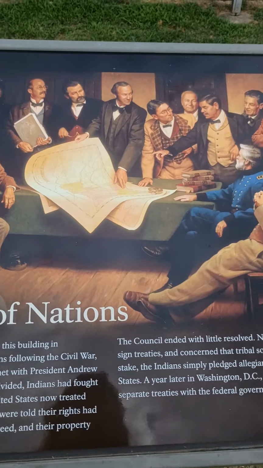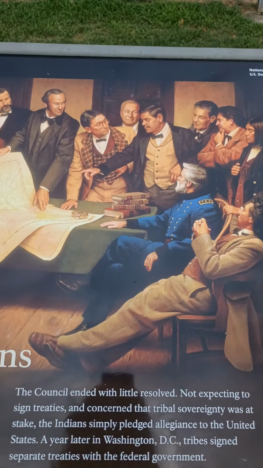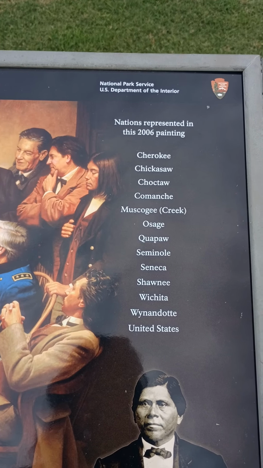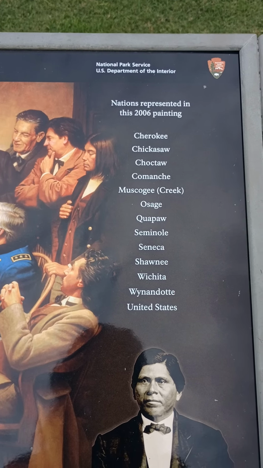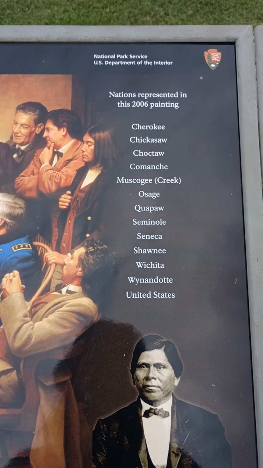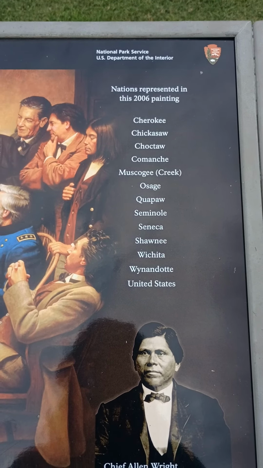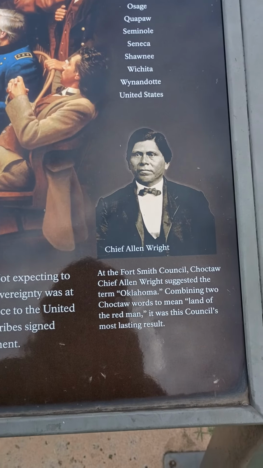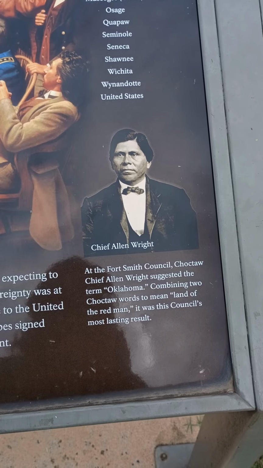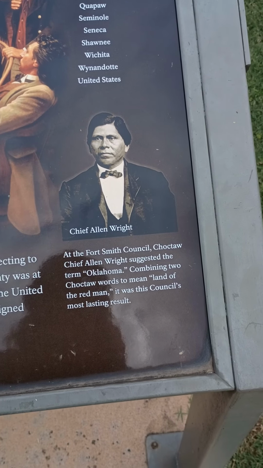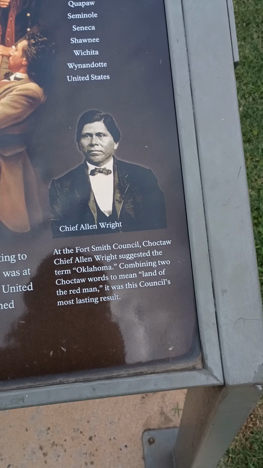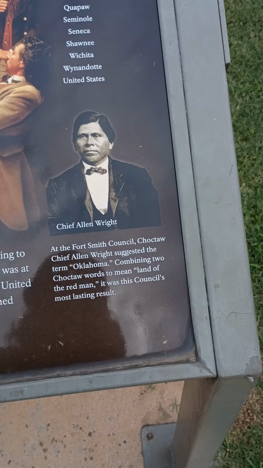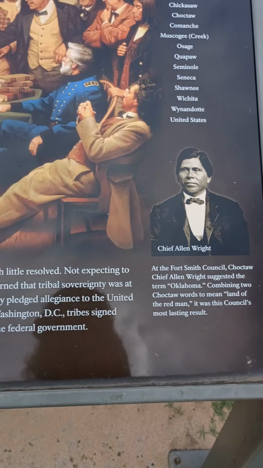This is a 2006 painting, and the nations represented in this painting are the Cherokee, Chickasaw, Choctaw, Comanche, Muskogee, Osage, Quapaw, Seminole, Seneca, Shawnee, Wichita, Wyandot, United States. Chief Allen Wright at the Fort Smith Council: Choctaw Chief Allen Wright suggested the term Oklahoma, combining two Choctaw words to mean land of the red man. It was this council's most lasting result.